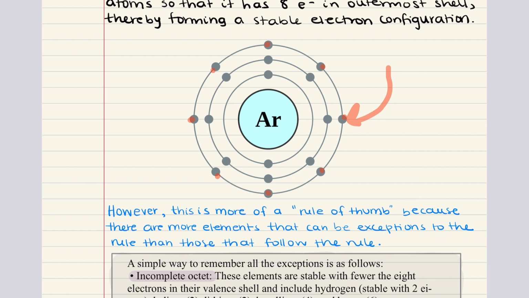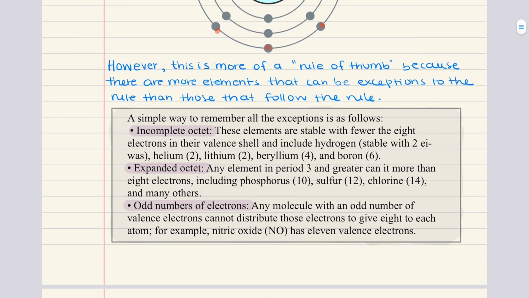Then the question becomes, well, how do we keep track of these exceptions? And the answer to that is to follow a couple of rules. The first rule deals with incomplete octet. These elements are stable with fewer than 8 electrons in the valence shell. They include hydrogen, helium, and lithium, which are all stable with 2 electrons. It includes beryllium, which is stable with 4 valence electrons, and boron, which is stable with 6 valence electrons. And to build on that topic, we can also discuss molecules with electron-deficient atoms.